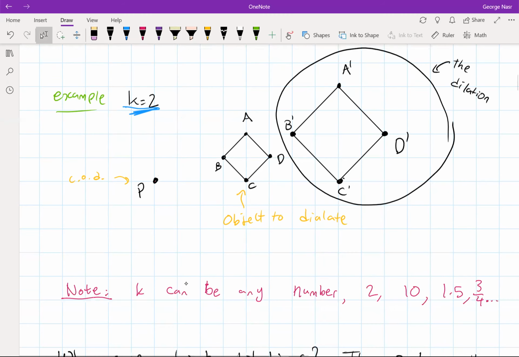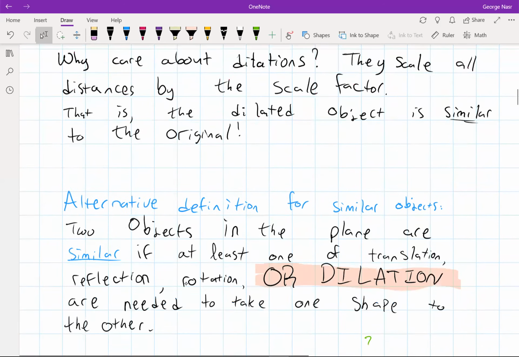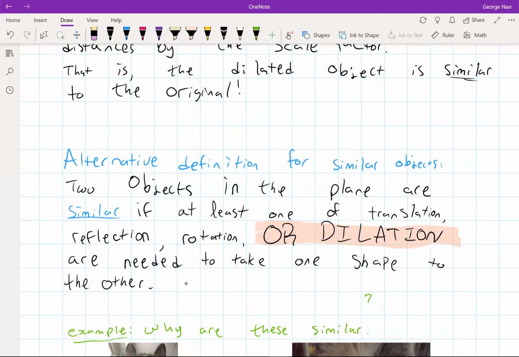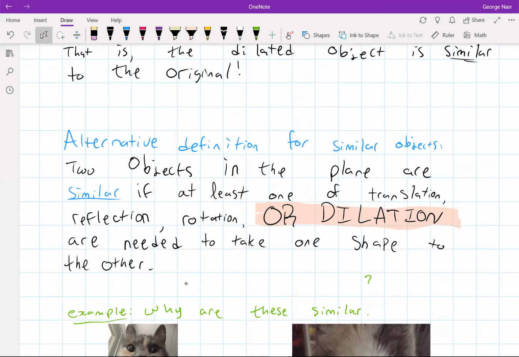So in fact, dilation is this fourth transformation we need in order to scale things, because similar objects could be larger than the other. So finally, we have, yes, yet another definition for similar objects. But what's nice about this definition is that it is similar to how we define congruent objects. So 2 objects in the plane are similar if at least one of translations, reflections, rotations, or the big important thing, dilations, are needed to take one shape to the other.